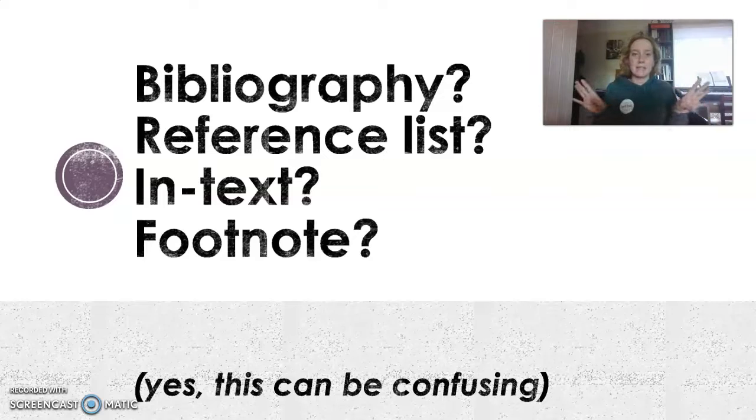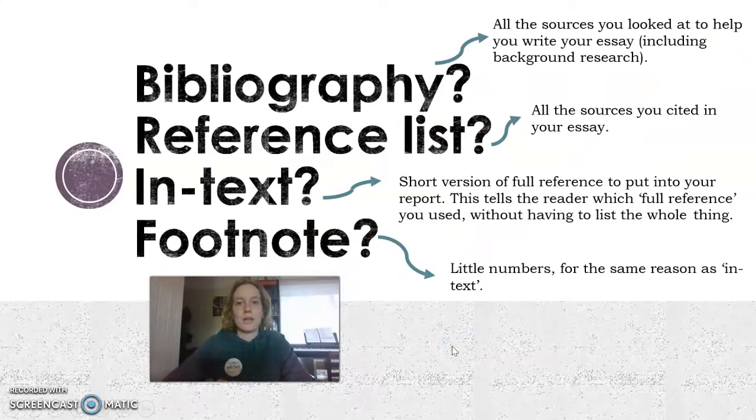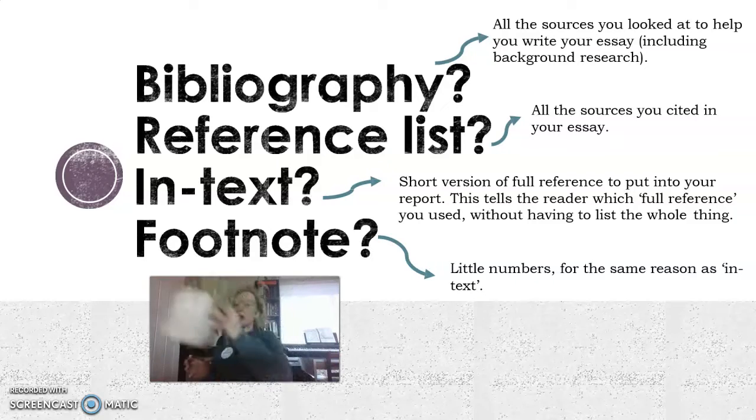Yes, there are many different words here and they can be confusing. So, if we go with bibliography first. A bibliography is all of the sources that you looked at to help you write your essay, including background research. So if you're doing a research thing on spider plants, like this little guy here, and you go to Wikipedia and look up spider plants as a bit of background research information, you will need to put that in your bibliography, even if you didn't actually use any of that information or cite it, like reference it, within your paper.